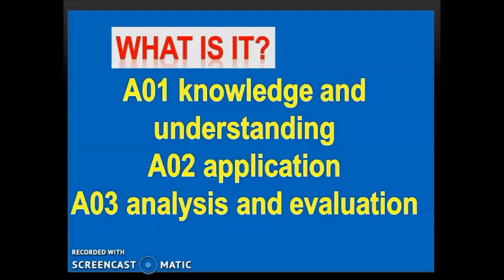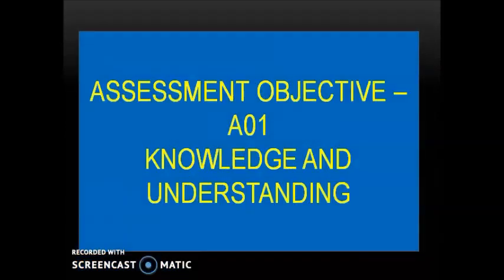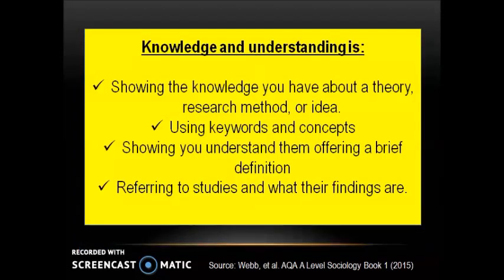So the main assessment objectives are AO1 knowledge and understanding, AO2 application, and AO3 analysis and evaluation. So let's start off with assessment objective number 1, AO1 knowledge and understanding. So what is it? Well, this is how you can show the knowledge that you have about a theory, a research method, or an idea. Use the keywords and concepts to describe it, to explain it.